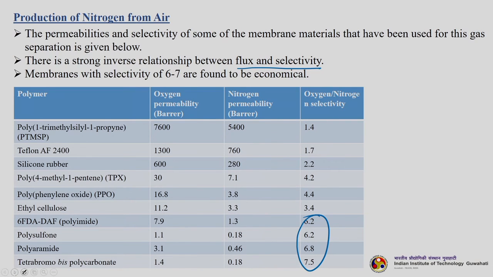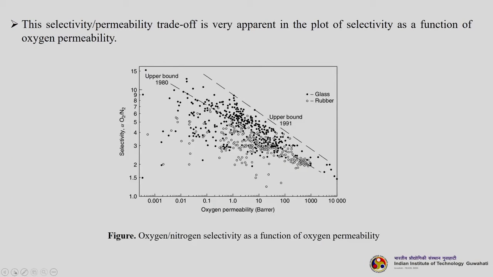So, the selectivity and permeability trade-off is very apparent in the plot of selectivity as a function of oxygen permeability. You can see this is the selectivity of oxygen nitrogen, here it is oxygen permeability given in barrer. You can see this is for the glassy polymers, whereas the rubbery polymers are represented here. There is a trade-off between these 2 different classes of membrane materials, glassy and rubbery. The selectivity is better for the glassy materials and a little lower for the rubbery materials.